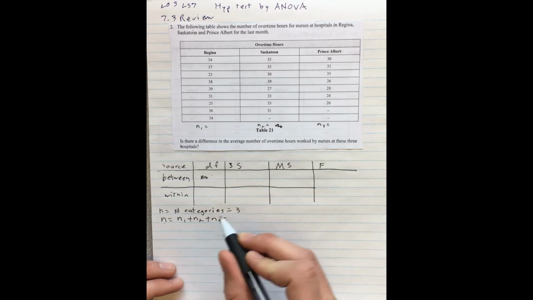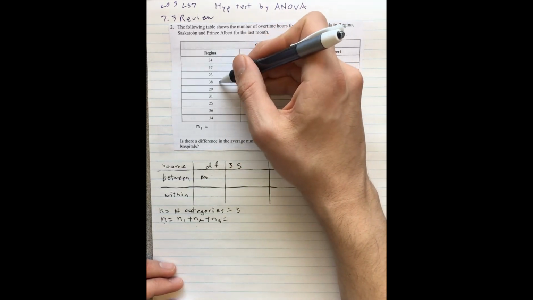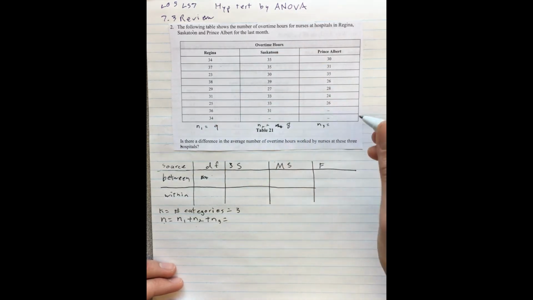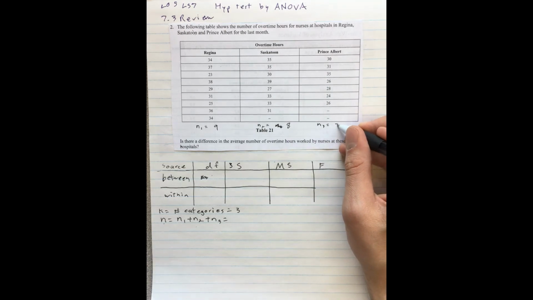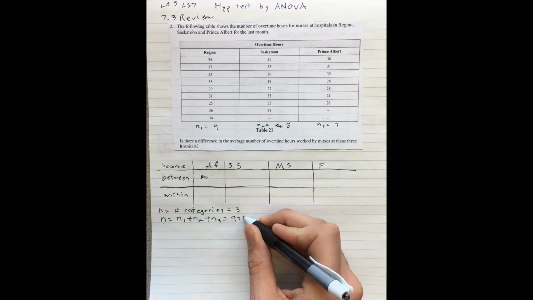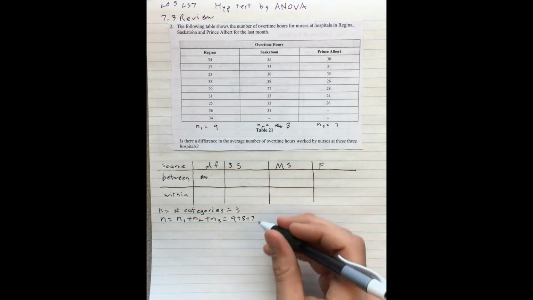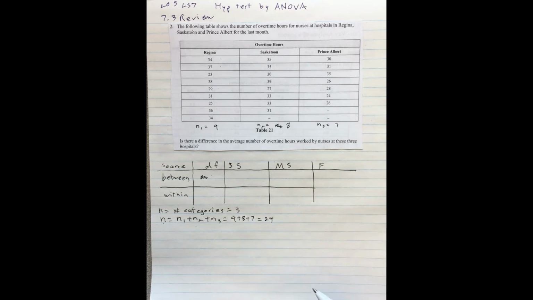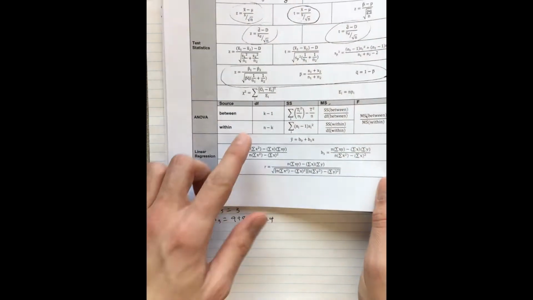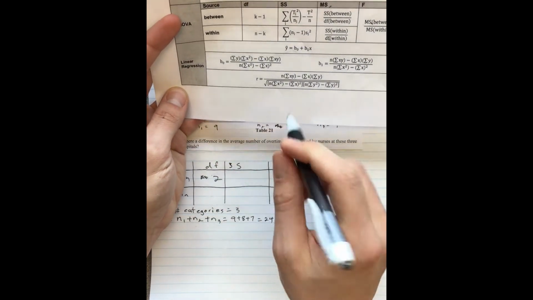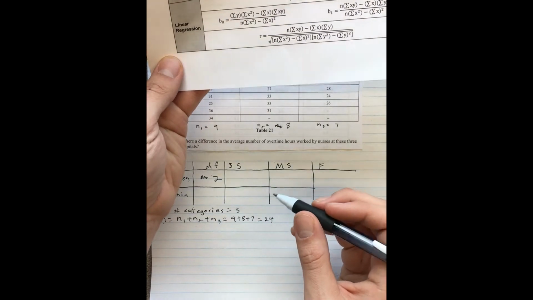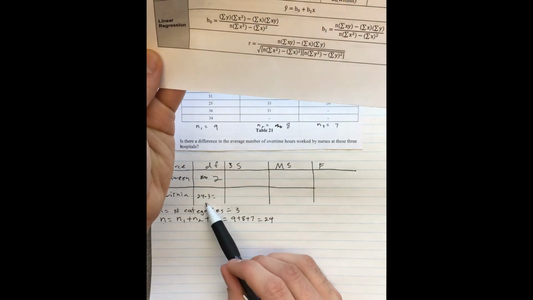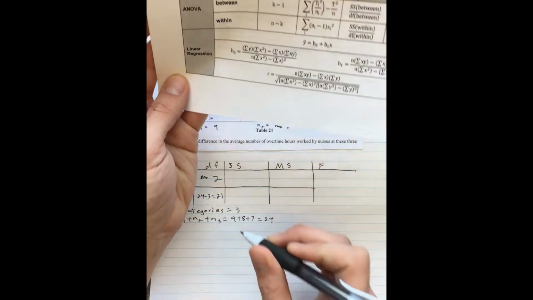So n is equal to the sum of each of these. n1 is 1, 2, 3, 4, 5, 6, 7, 8, 9. Saskatoon is 1 less than that, so that's 8. And Prince Albert's 1 less than Saskatoon, so that's 7 that were sampled. So this is 9 plus 8 plus 7, which is 24, because that's 17 and 7. Okay, so now we know what k minus 1 is. k minus 1 is going to have to be 2. And n minus k is 24 minus 3, which gives me, wow, I can't do math today, 21.